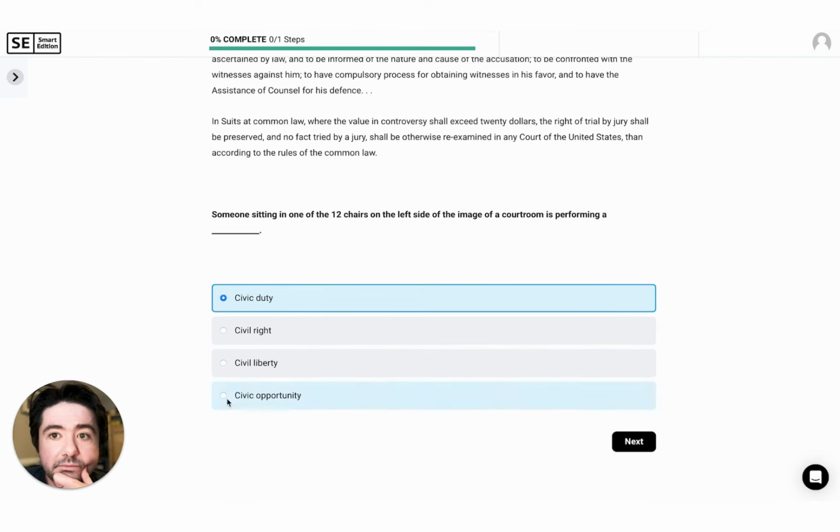Now, civic opportunity, that really doesn't apply. But if you needed an example, that would probably be something like volunteering at a food bank, helping out your community, an option rather than a duty, which is jury duty.